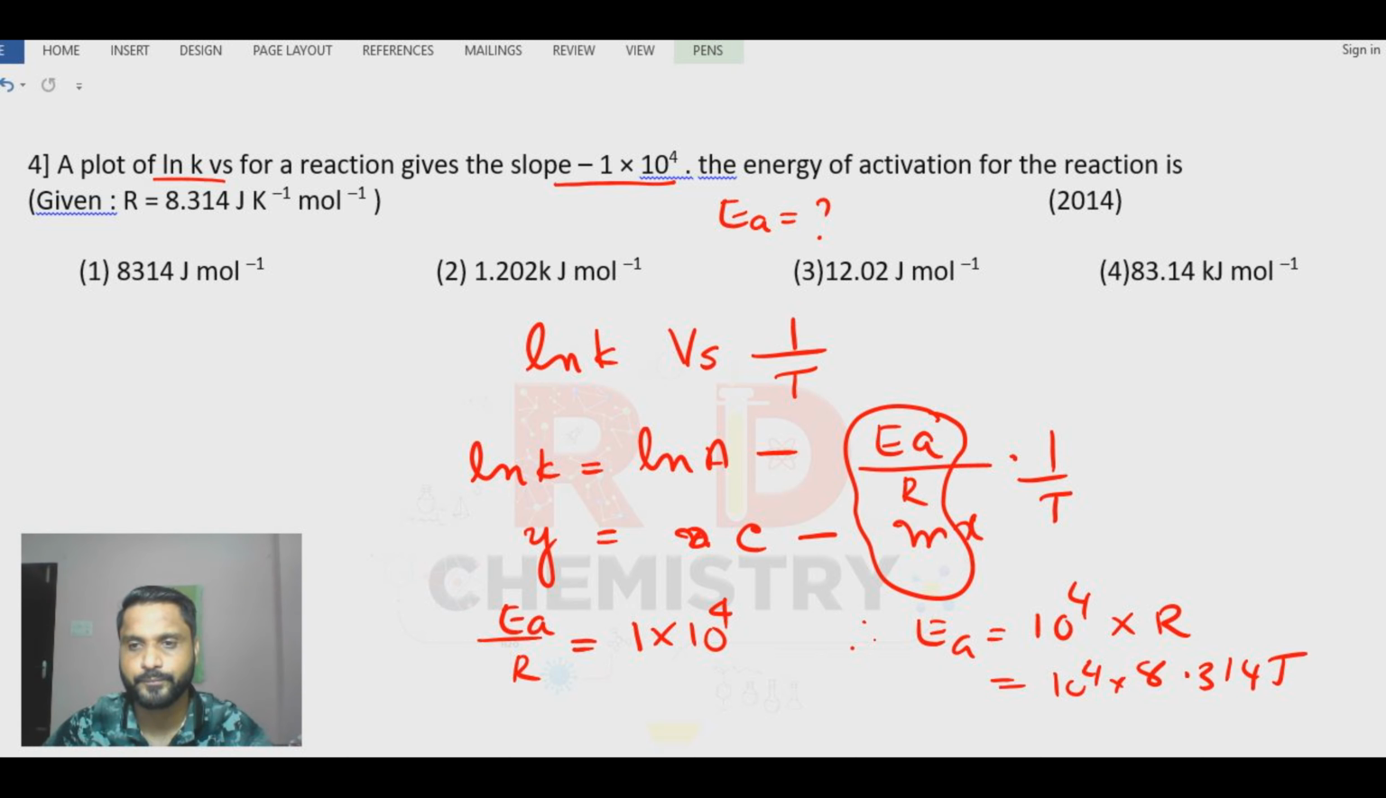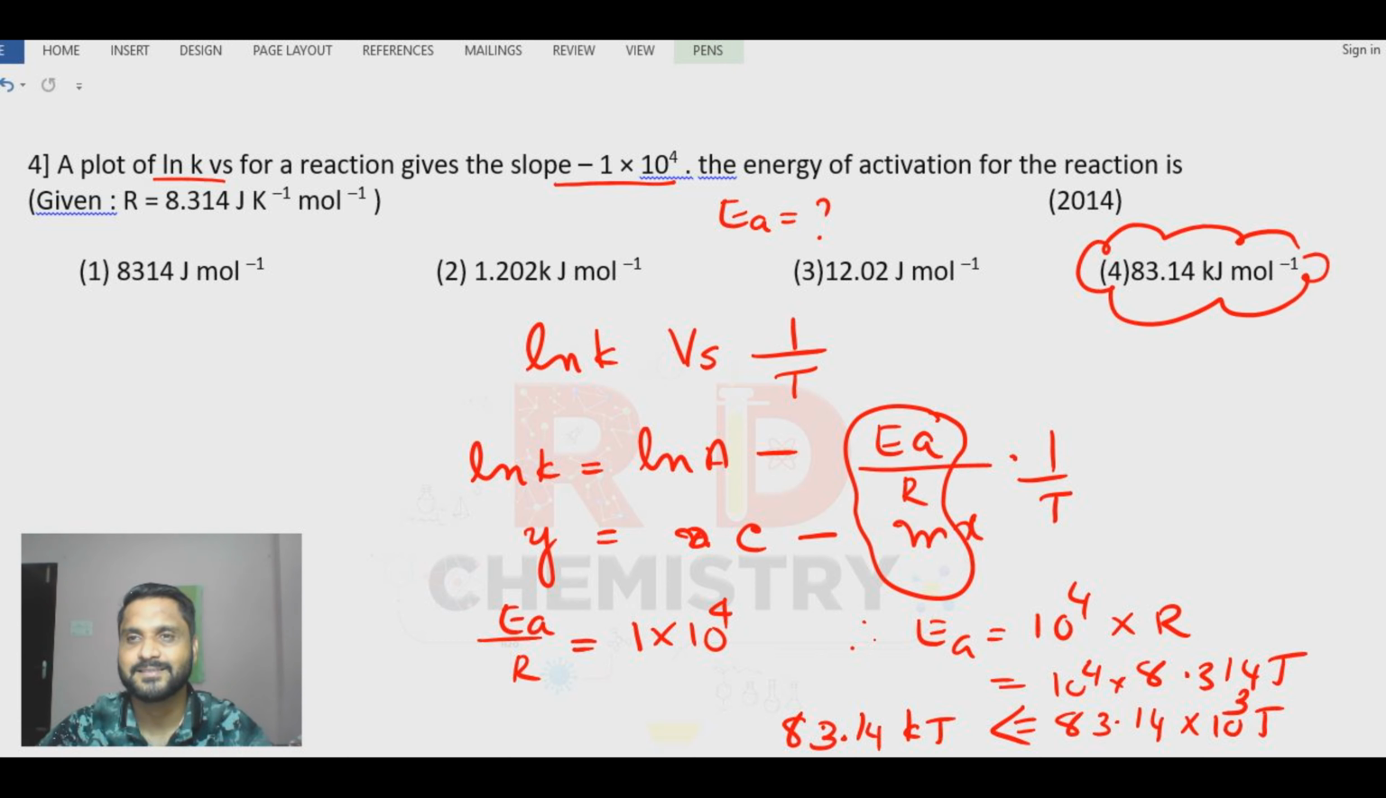R equal to 8.314 joules. Okay. So this answer is not there actually. So we can convert it into 83.14 into 10 power 3 joules, which is equivalent to 83.14 in terms of kilojoules. Correct? Therefore, which one is the answer? The answer is the fourth one here, right?